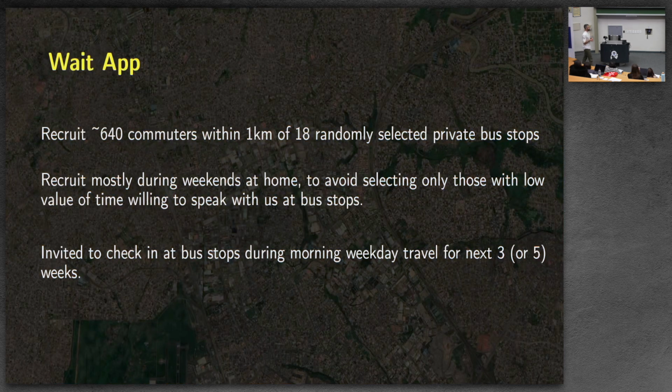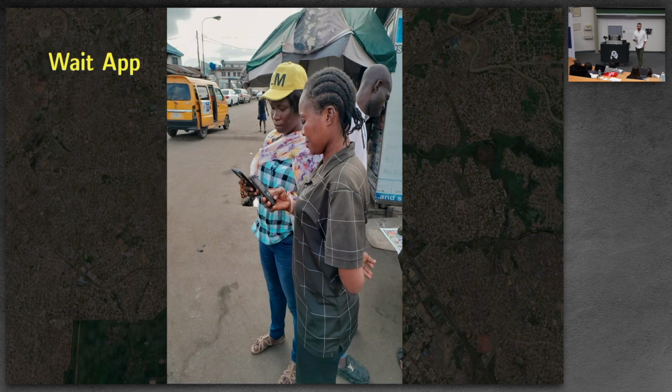Okay, and so we did this by developing an app that would work on basic phones. So this is a context where not everyone has a smartphone. So we wanted something that would work just on a basic phone that you could interact with through text. And we developed this app that I'll show you, and it worked as follows. We recruited around 650 people who lived near a random sample of private bus stops. And we invited them to check in with us at their bus stop, the bus stop they regularly use for their travel, over the next 3 to 5 weeks to participate in the following game.